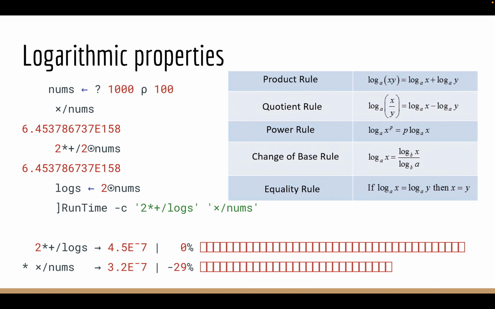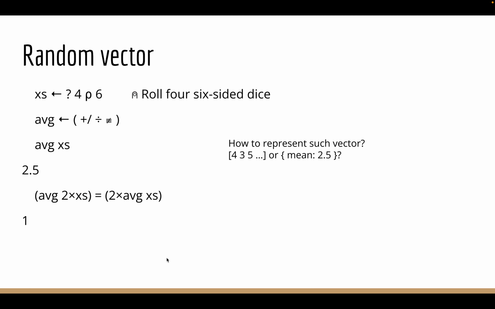Great. We can also do a similar trick using logarithmic properties, where instead of using multiplication, we can use addition using the product tool. But you have to be careful. You have to actually measure and see if this gives you a speedup. For example, in my instance, I didn't get an improvement. In fact, it was a regression.